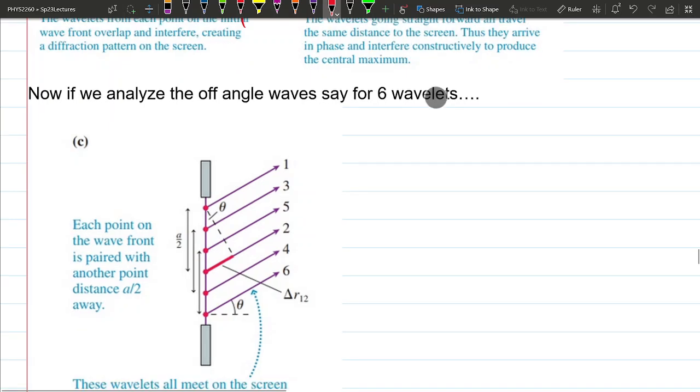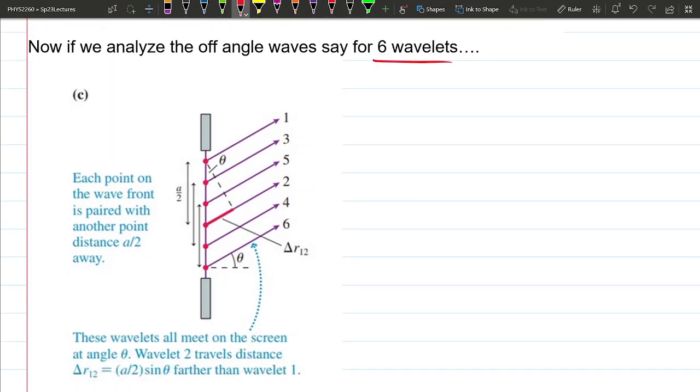If we try to do this analysis, let's start off with a reasonable number of wavelets as opposed to infinite. Let's just start off with 6: 1, 2, 3, 4, 5, 6. We're pretending a plane wave is coming through, and we're treating each of these little dots as sources of circular waves. So these waves are going outward like this, and basically the pointing vector for these, the direction the wave actually goes.